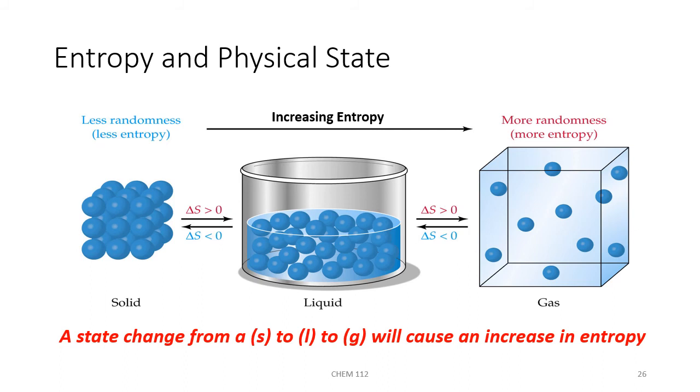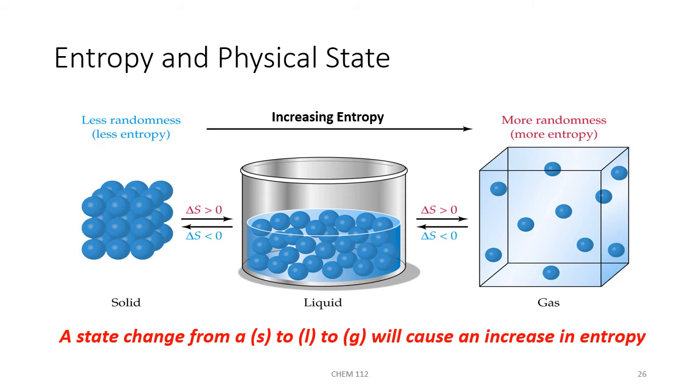The physical state of a substance can tell you about its entropy. As we go from a solid to a liquid, delta S would be positive, signifying an increase in entropy. But if a liquid freezes to a solid, it would become more ordered. So going from a liquid to a solid would have a negative sign for its entropy.